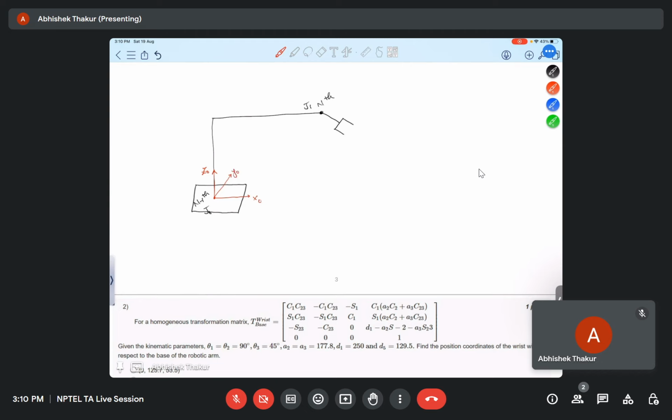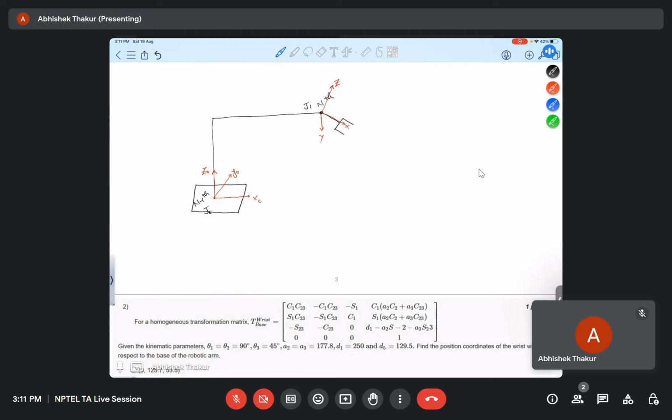So now, how can we shift? Here you see this is our x, this is our z, and this is our y. So what are the operations required? So first, what we are doing, we are just rotating the frame Lk minus one about Zk minus one.